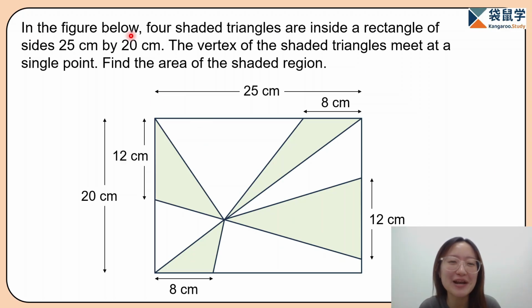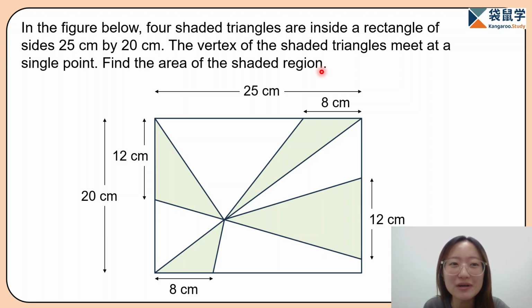In the figure below, 4 shaded triangles are inside a rectangle of sides 25 cm by 20 cm. The vertex of the shaded triangles meet at a single point. Find the area of the shaded region. Oh, so we need to find the areas of these shaded triangles.